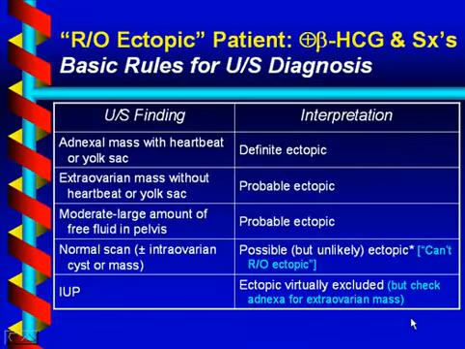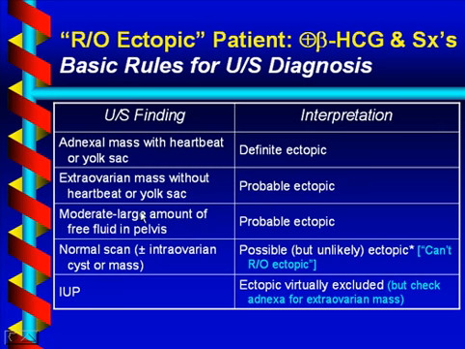So if we put these numbers into a table, we get some pretty straightforward basic rules for ultrasound diagnosis. If we have a rule-out ectopic patient, one with a positive pregnancy test and symptoms, if the ultrasound finding is an adnexal mass with a heartbeat or yolk sac, we interpret it as definite ectopic. If the ultrasound finding is an extraovarian mass without a heartbeat or yolk sac, a tubal ring or any other one, we diagnose probable ectopic.